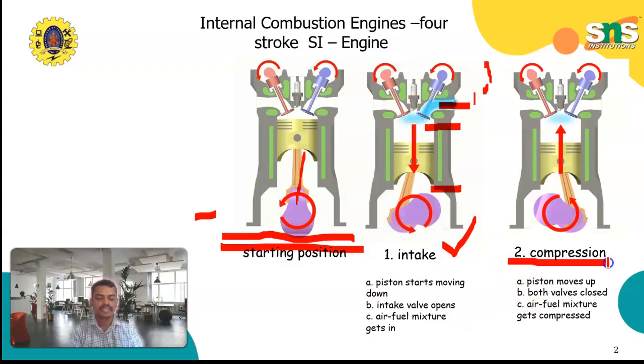The next stage is the compression stroke. During this stroke, the piston moves from BDC to TDC. During that time, both valves are in closed condition. The volume reduces, so the pressure increases and the temperature also increases. The piston reaches the TDC and starts the next process, the power stroke.